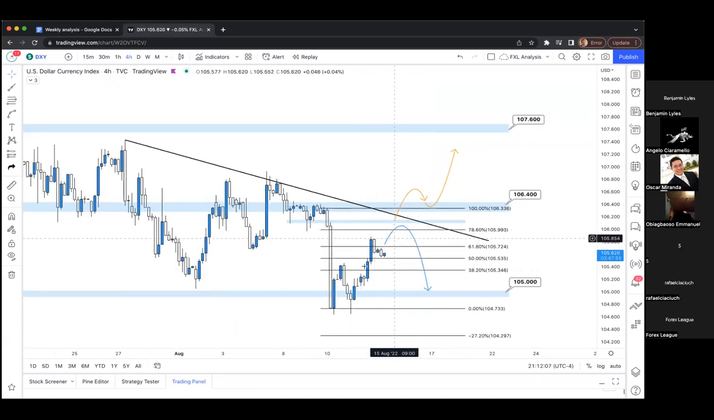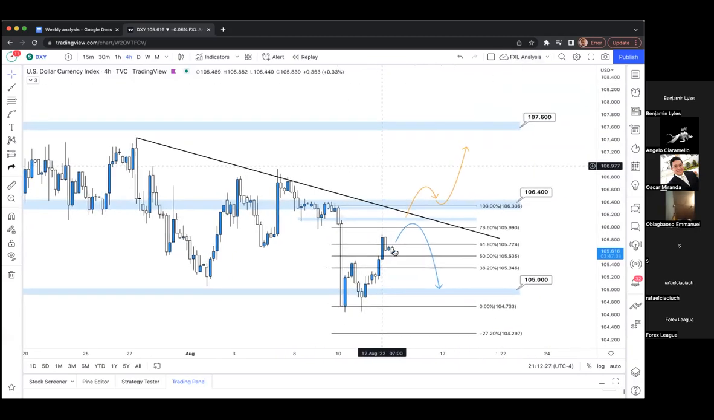Now, for us to say DXY is bullish, we need to see strong characteristics of a bullish trend, starting with the 4-hour here. So we need to break above 106.4, see some sort of higher low confirmed, and then start pushing higher, right? Then it would say, all right, we're bullish, guys. The dollar's bullish, and then that would translate into different setups, different analysis, and so on.